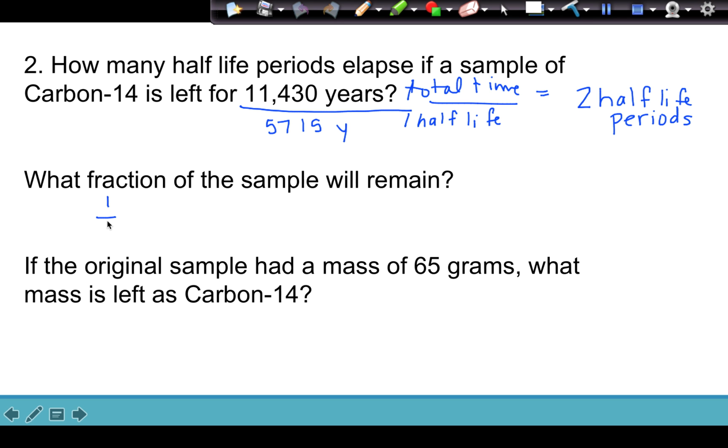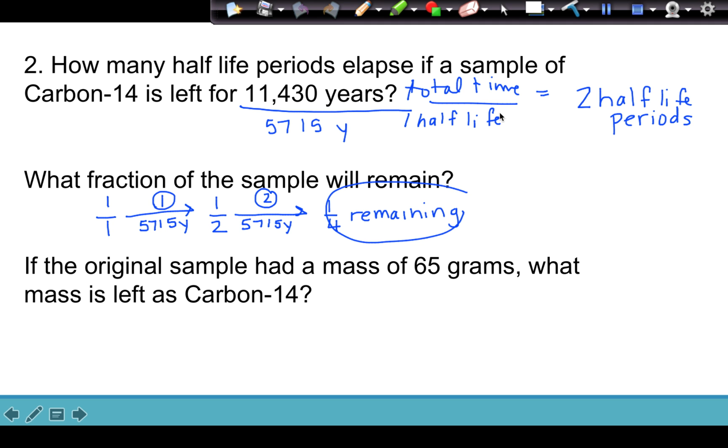That means that before the first half-life period starts, we have a 1 over 1, or the whole. After the first 5,715 years that go by, we now have a half remaining. After the second 5,715 years go by, we have 1/4 remaining. So if 2 half-life periods go by, we have a 1/4 remaining still as carbon-14, and that means that the other 3/4 have now transmuted into something else.